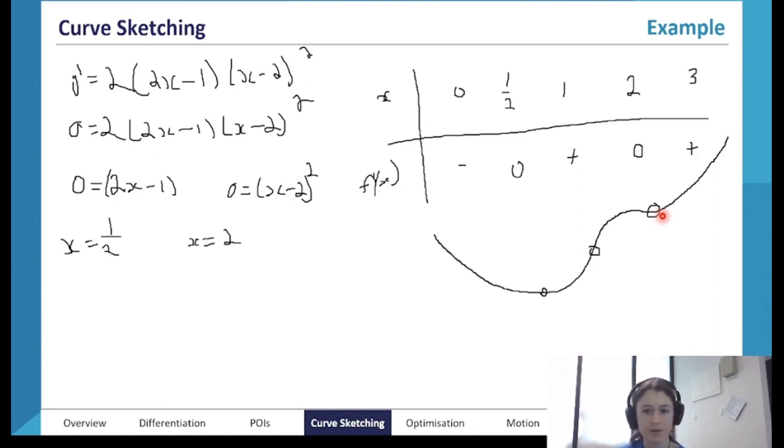Okay. So the nature of our stationary points: this is going to be a local minimum. And then this here, because it is a stationary point and a point of inflection, is going to be what we call a horizontal point of inflection.